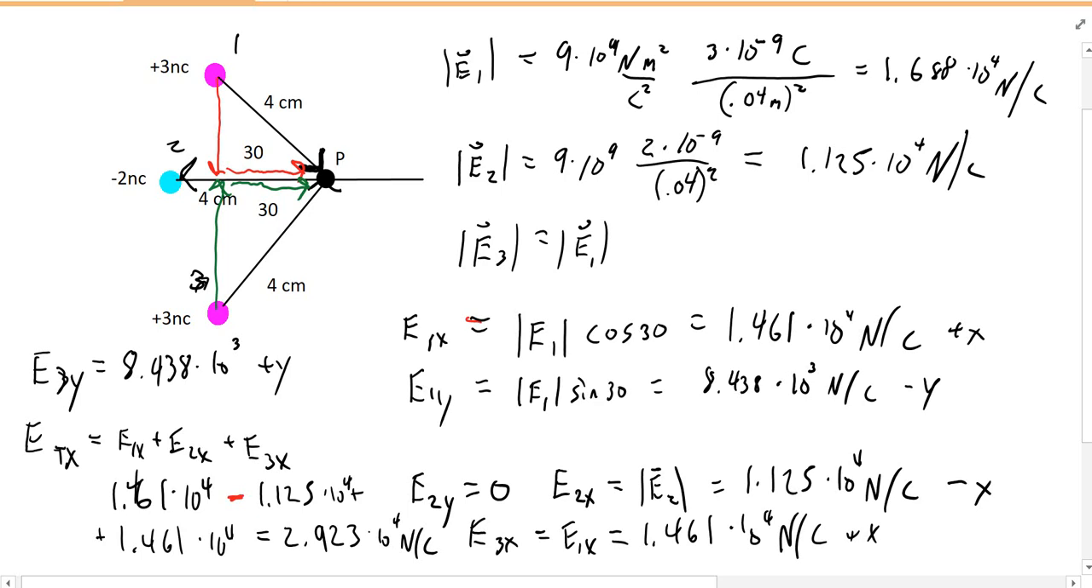Okay, and the y component: the y component of number 1 and the y component of number 3 cancel each other out. So E total y is just, and there is no y component for number 2. So since 1 and 3 cancel each other's y and 2 doesn't have a y, then ETY is 0.